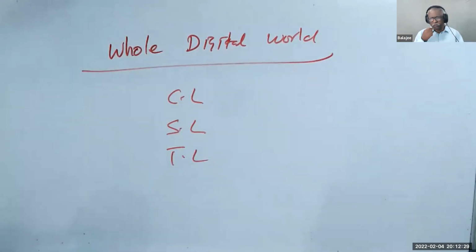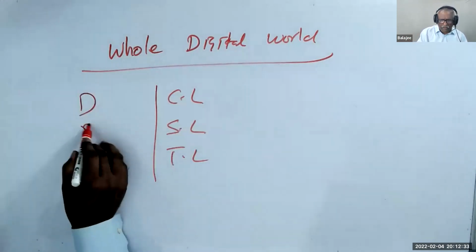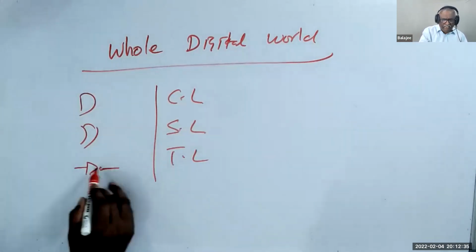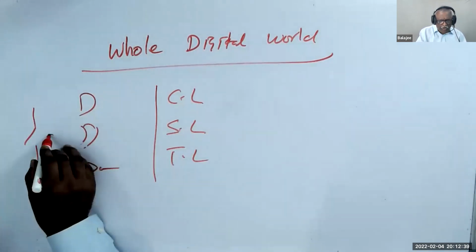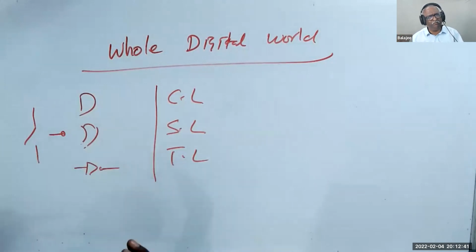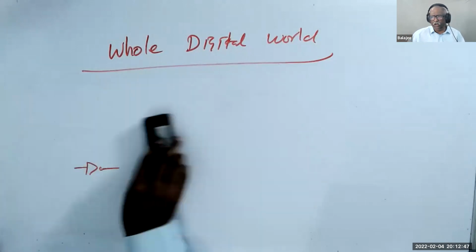And these three are built using three: AND, OR, and NOT. And these three are built with a switch. That's all. See how simple it is. You don't have to remember. Even a fifth or sixth standard student can follow this. You don't have to be an engineer to learn these things. This has to be taught in the schools itself.